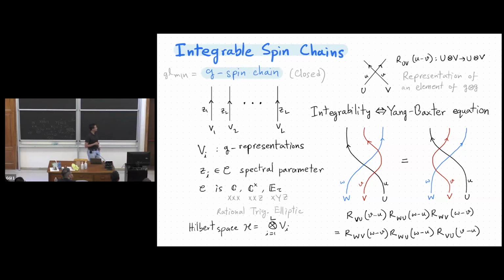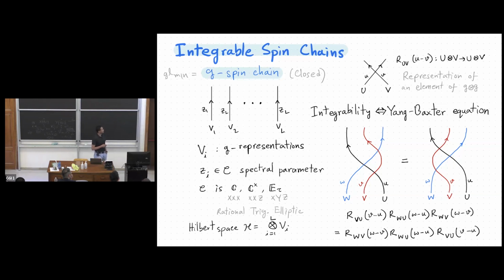And these complex numbers take values in some Riemann surface C, where C can be any of these three things: the complex plane, the punctured plane, or an elliptic curve. Based on this choice, these integrable spin chains are often referred to as XXX, XXZ, or XYZ. They're also called rational, trigonometric or elliptic.